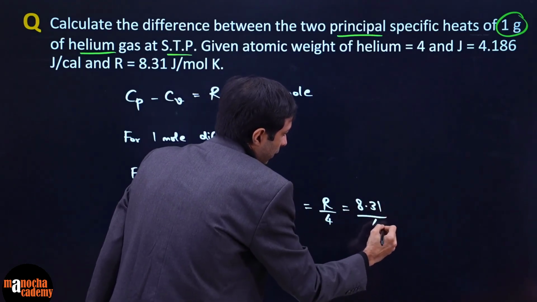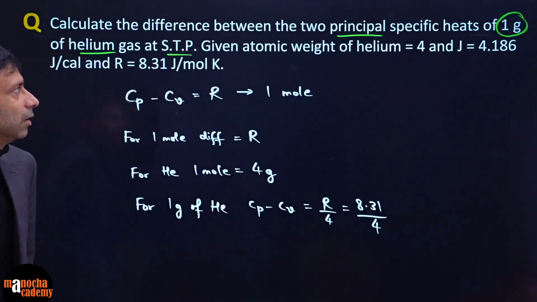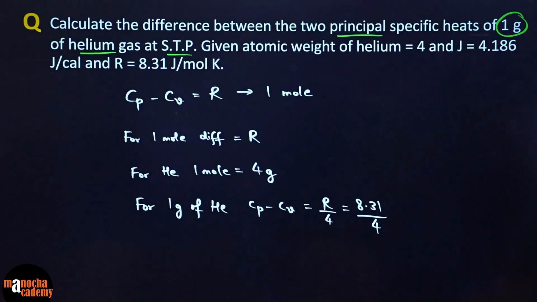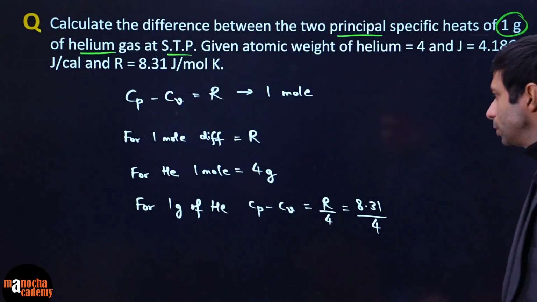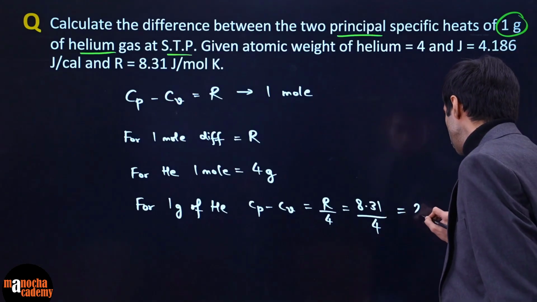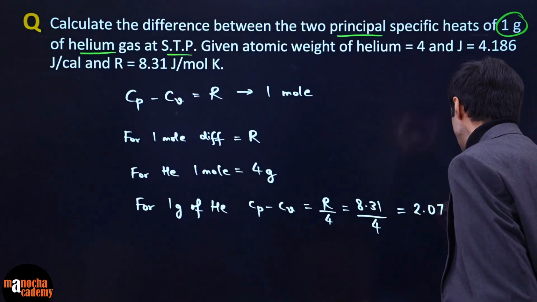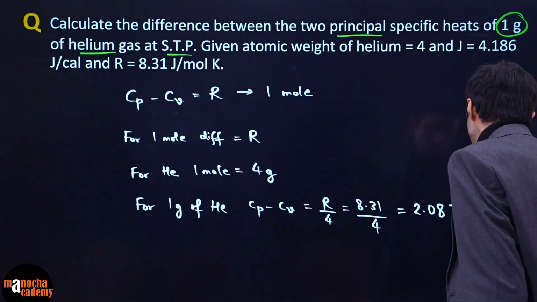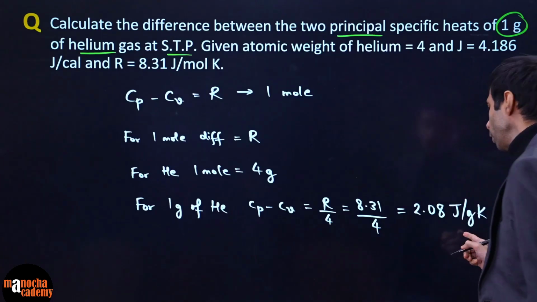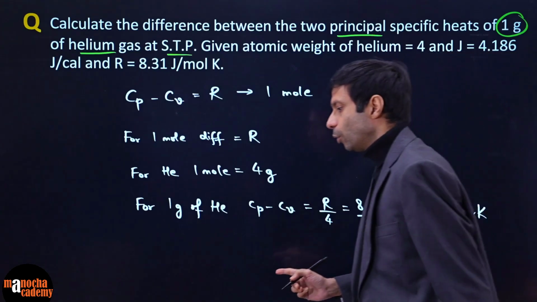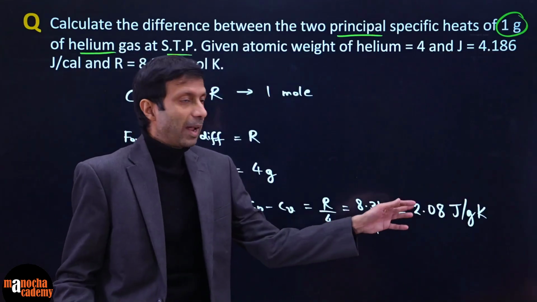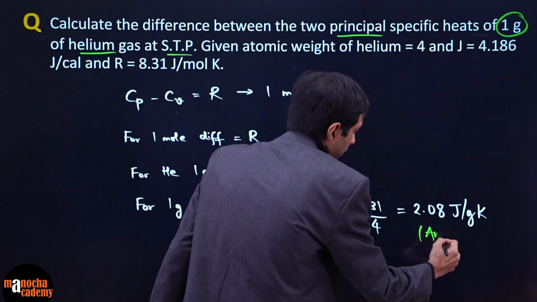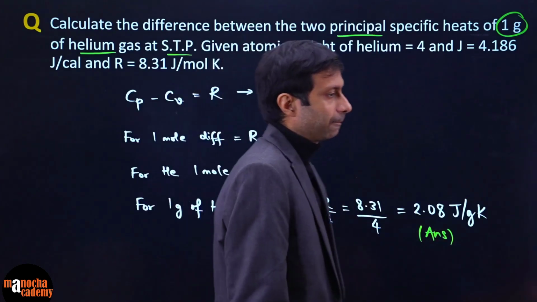8.31 or whatever value given, divided by 4. That's the answer. Do you guys agree? Please check. 2.0775, which means 2.08 joule per gram Kelvin. See, this is the important thing. This is no longer moles. It is joule per gram Kelvin. All of you understood why we did that? Is that clear? That is why we got this answer.